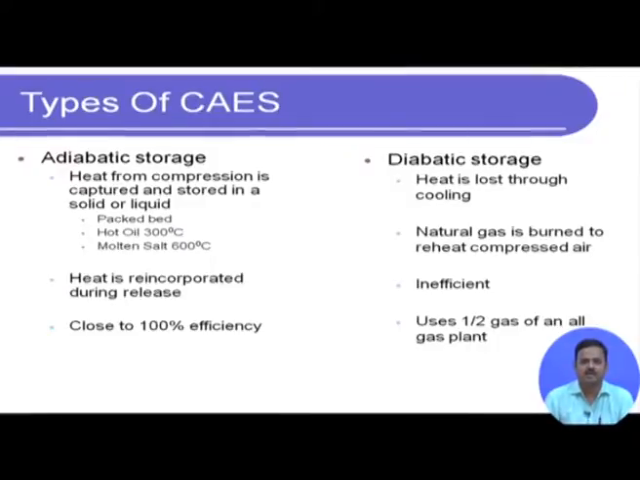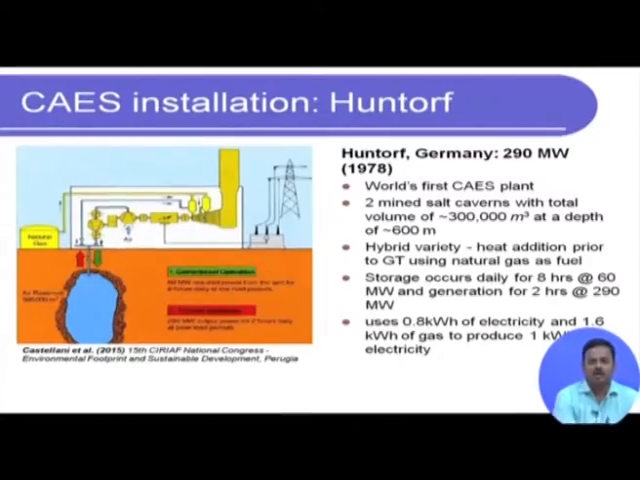Compared to that, in diabatic storage, heat is lost through cooling, and so the combustion chamber that I showed, where we typically use natural gas, is burned to reheat the compressed air. So, it is inefficient, but the amount of gas it will use is definitely much lower, half or even lower than what you would need if you just wanted to operate a gas turbine plant and use natural gas as the combusting fuel. So, compared to operating a gas turbine plant with natural gas as the fuel, this is much better in terms of energy consumption from fossil fuel, but it has its own other disadvantages. Clear?